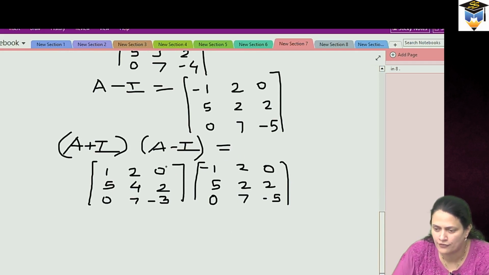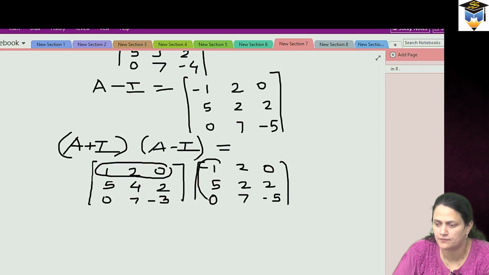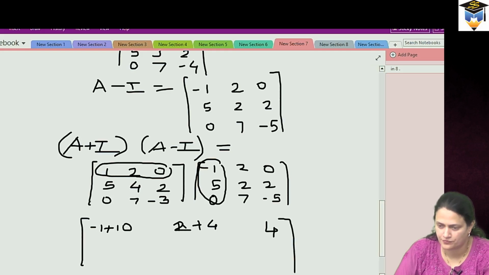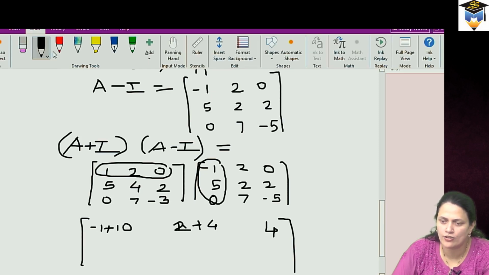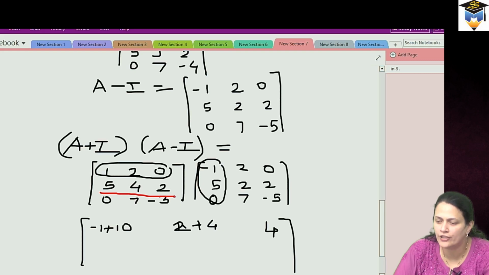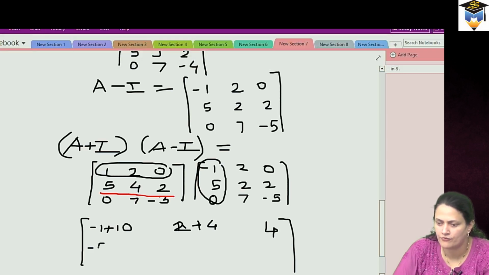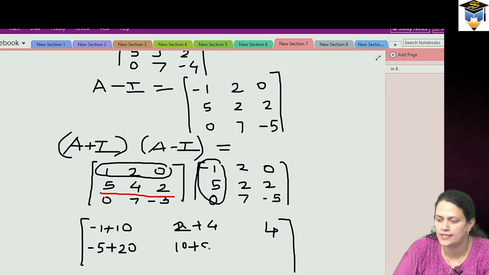Now I am going to take the first row, first column. So I am directly going to write down the answer. 1 into minus 1 is minus 1, 5 plus 2 is 10. Next, first row, second column, 1 into 2 is 2, plus 4 plus 0. Last, 0 plus 4 plus 0. So this is 4 itself. Next, second row, first column. So 5 into minus 1, minus 5, plus 4 5s are 20, plus 0. Next, 5 2s are 10, plus 4 2s are 8, plus 7 2s are 14.